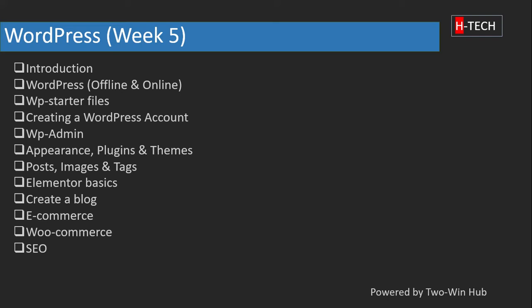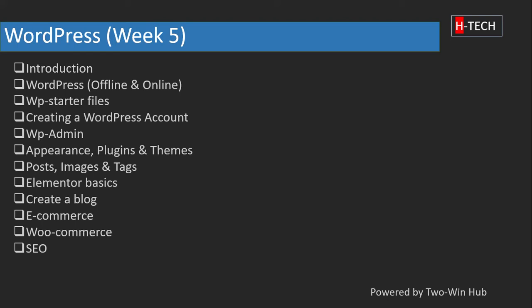So we'll learn how to use WordPress offline and online. All the necessary files that are needed, the accounts that are needed. You create a WordPress account, and know how to work with your WP admin, appearance, plugins, and themes. Those three things are very important. Those things are what decide how your website will look.